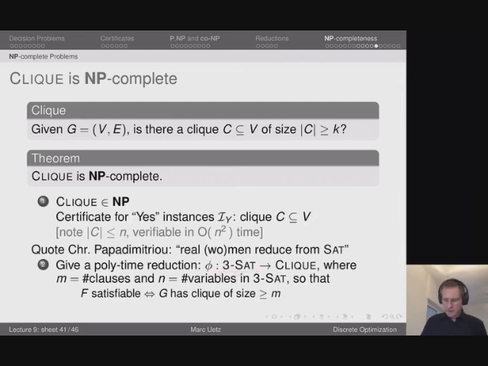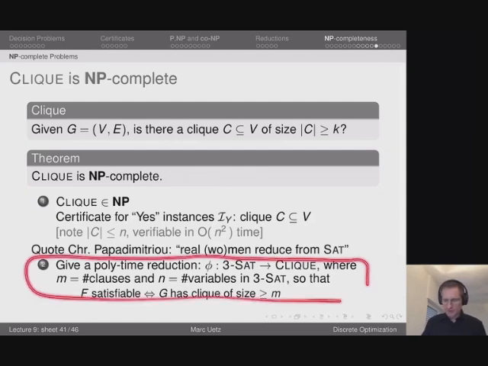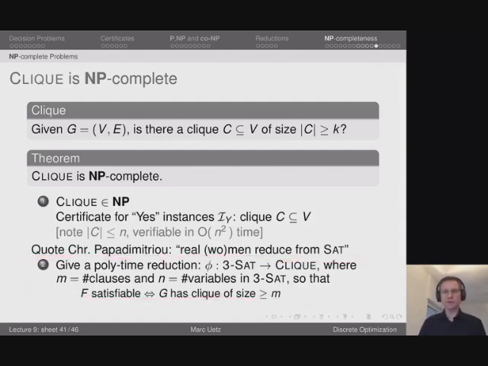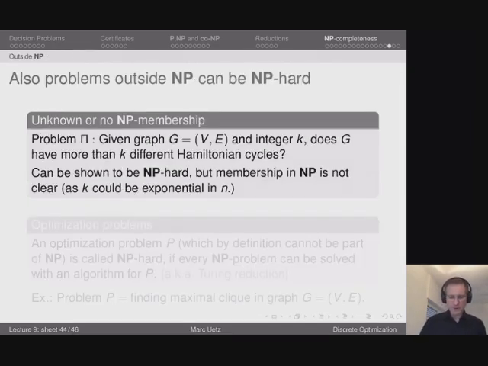But there are cases where we succeed in giving a polynomial time reduction from some other NP complete problem, but we do not succeed in proving membership in NP. And such problems are actually NP hard, at least as hard as any other NP problem. And I want to make that very explicit on the next slide. So the claim is that also problems outside NP can be at least as hard as any other NP problem.